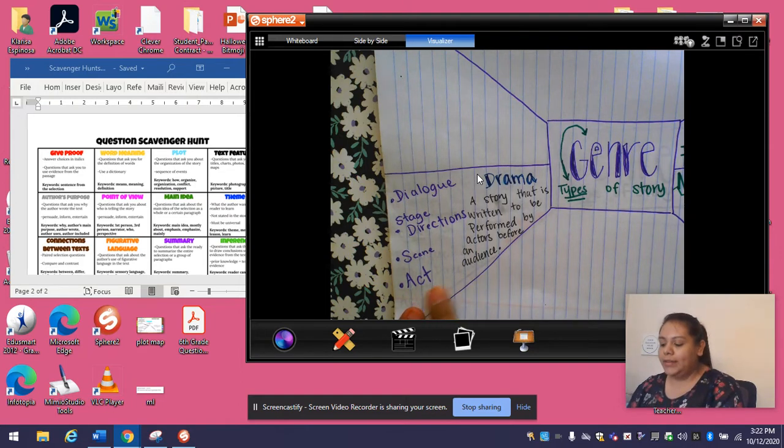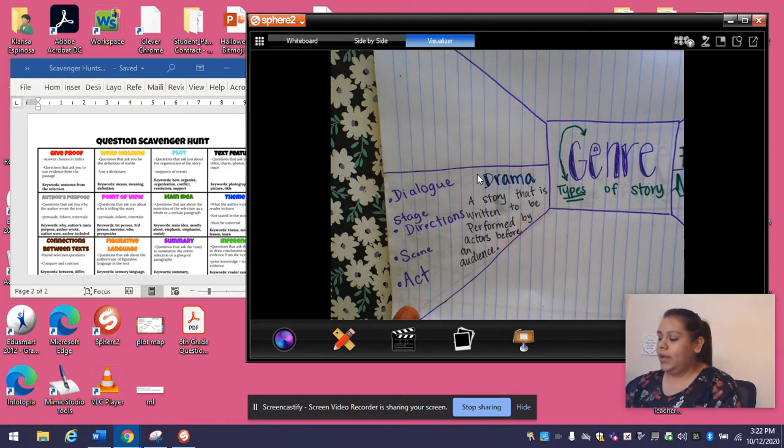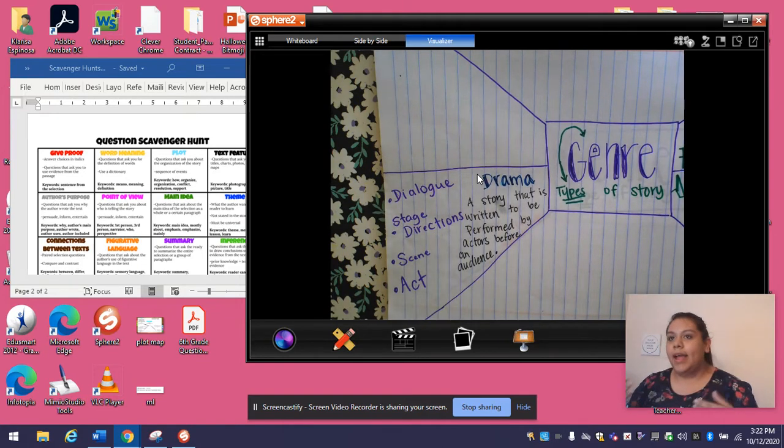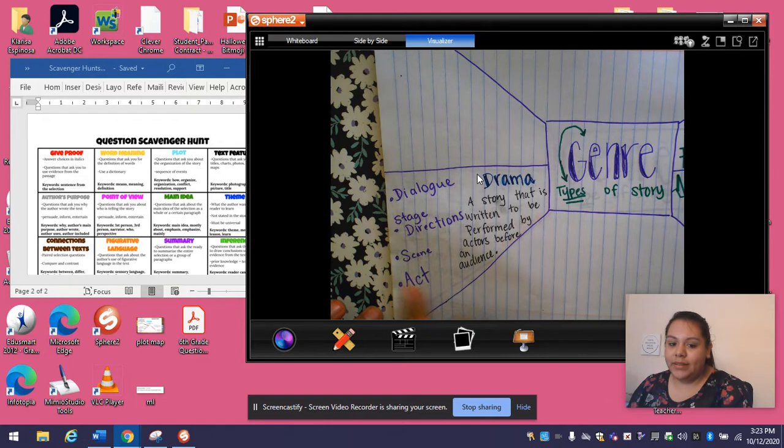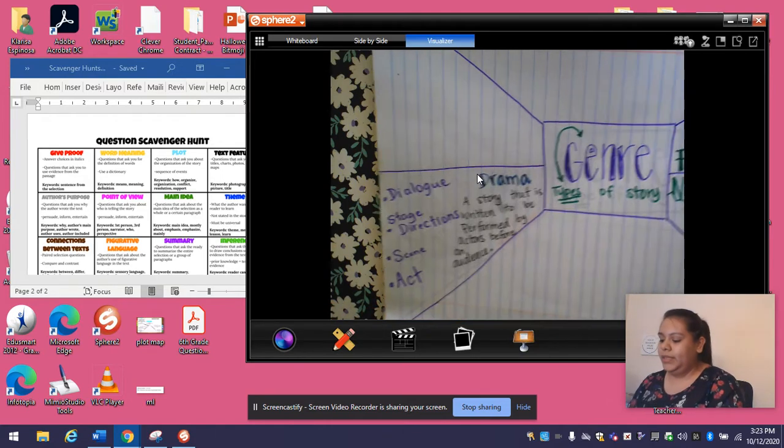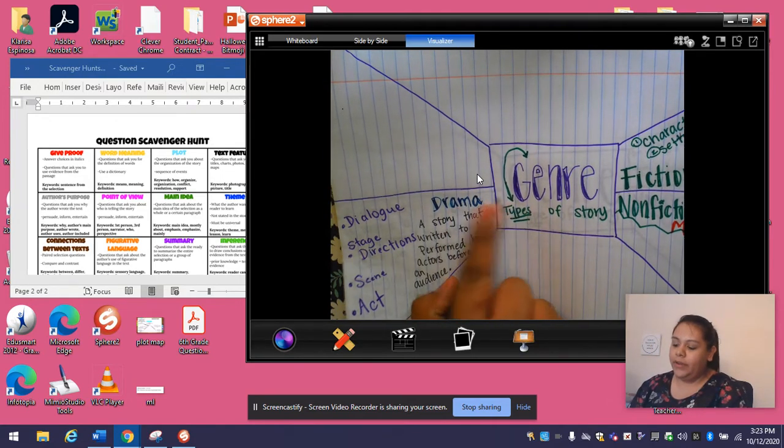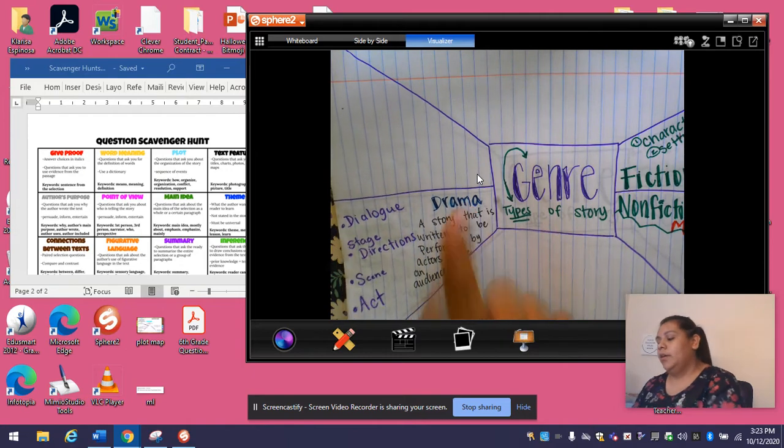And then we have act. An act is when, say, you're watching a play like The Lion King, and they have the first section of the show, and then there's a 10-minute intermission in between, to go to the restroom or get a snack or whatever, and then the next section of the show. That is an act. So again, this is the genre we're covering this week, dramas.